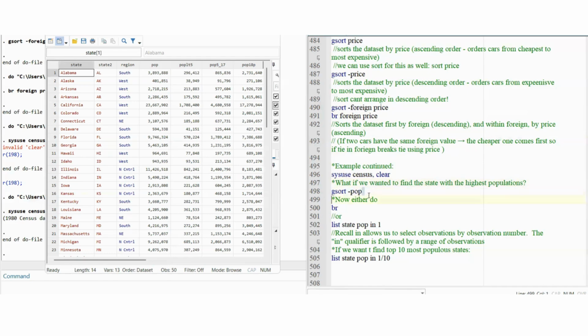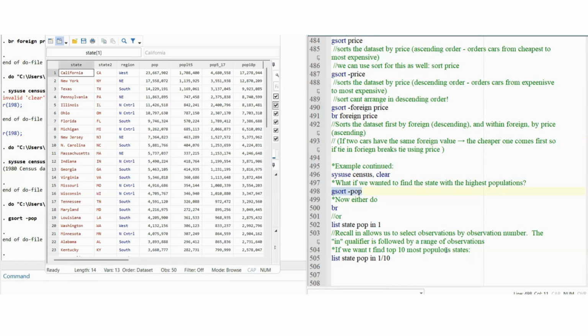So I can do this. I can do gsort, and because I want to arrange in descending order, I have to put a minus before the variable population. So what this has done is arranged the data set in descending order by population. My first observation will be the one that has the highest population. So now from browse, you can see which state has the highest population. From here, we can see it's California.